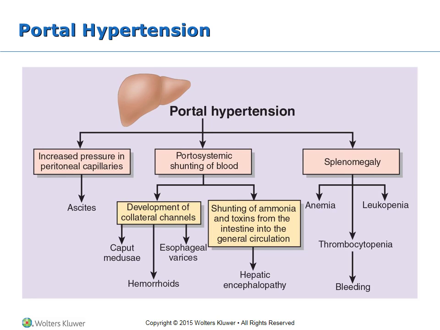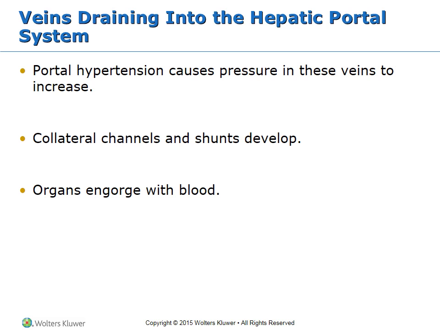So this slide just really kind of draws it all together for you, those signs and symptoms and why they're happening. So we do have veins that drain into the hepatic portal system. It can cause pressure on those veins to increase. So this is where we see those collateral channels and shunts developing from.